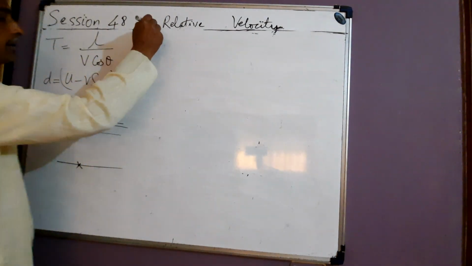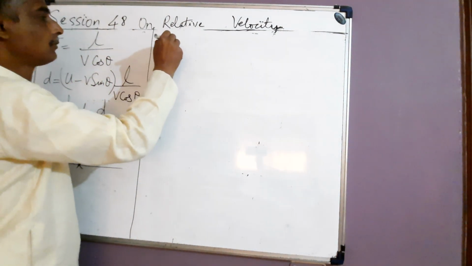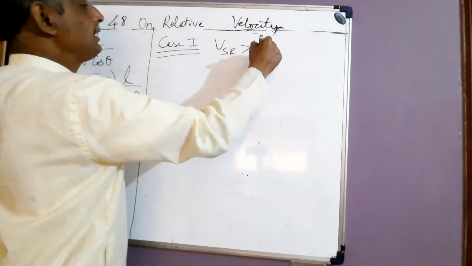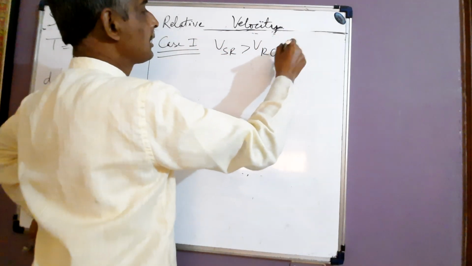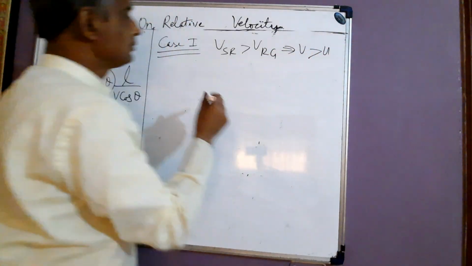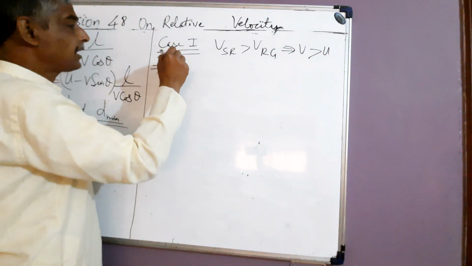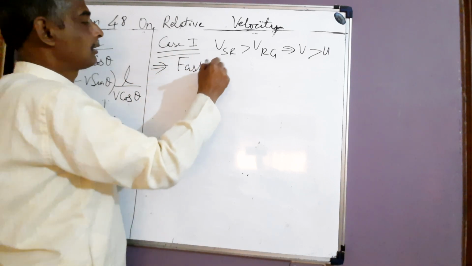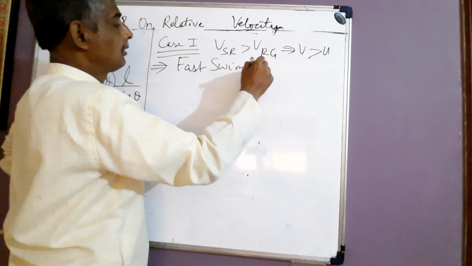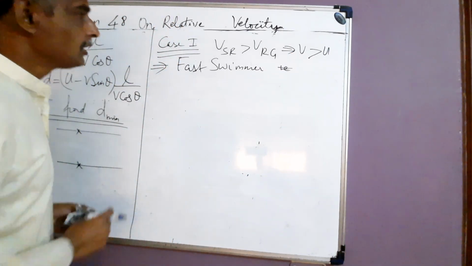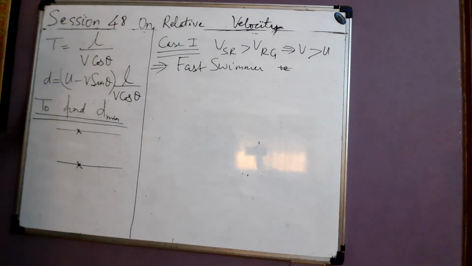So now for D minimum I will take two cases. Case 1, VSR is more than VRG, meaning V is more than U. That means the swimmer is energetic with respect to the river. Fast swimmer, a more energetic swimmer. So in this case D minimum will be 0.